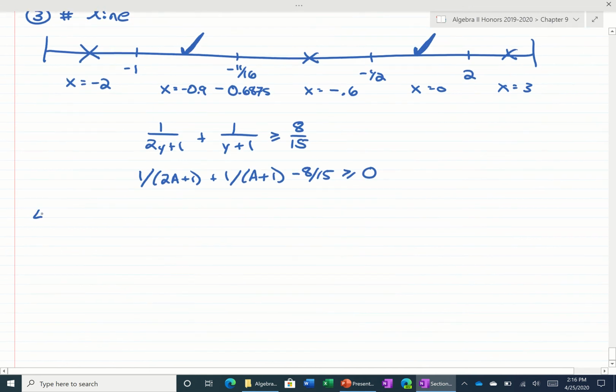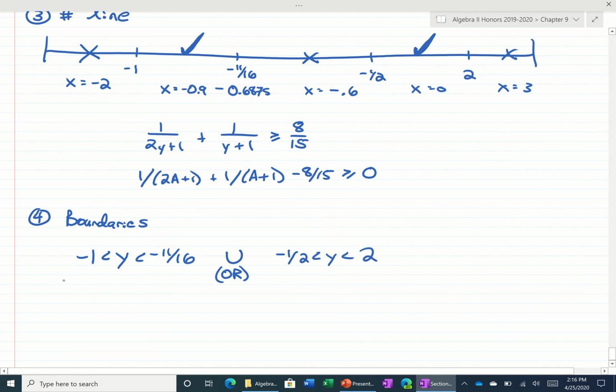So for our last step, for step 4, we're going to be testing the boundaries. Negative 1 is less than, we're using y here, negative 11 over 16. And we're going to be combining that union, or we could say the or if you want. Negative 1/2 is less than y is less than 2. So let's see if y could be negative 1. Let's see if y could be negative 11 over 16. Could y equal negative 1/2, and could y equal 2?